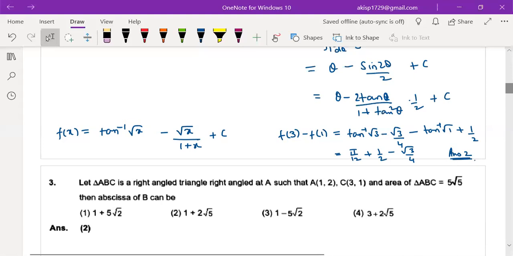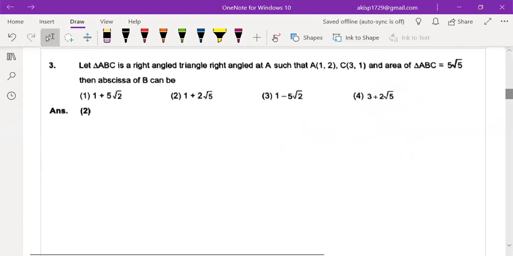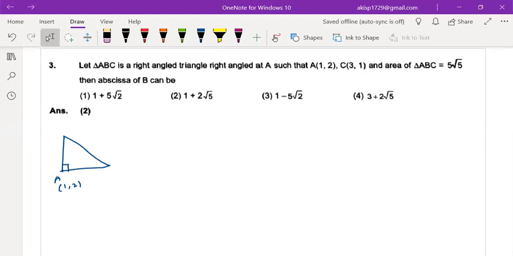The next question here is asking about a right angle triangle ABC, right angled at A. So let us draw a figure. So this is a right angle triangle, right angled at A, and A's coordinates are given to us as 1, 2. C's coordinate is given to us as 3, 1, and B's coordinate we do not know, but we want the abscissa of the B coordinate.